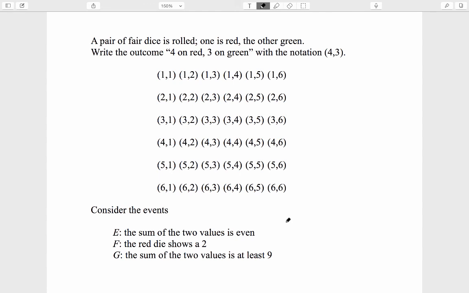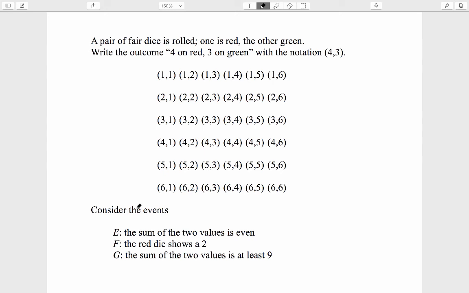To explore the idea of mutually exclusive events further, recall another experiment from the homework. A pair of fair dice is rolled. One is red, the other green. Write the outcome 4 on the red, 3 on the green with this notation. This is just a convention to write red first and green second. But this notation is important. It enables us to distinguish between 4 on the red, 3 on the green, and 3 on the red, 4 on the green. Those are two physically different occurrences. It is quite helpful to write out the sample space as this 6x6 array of pairs of numbers.